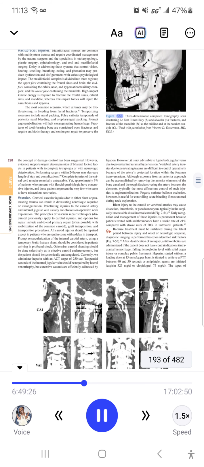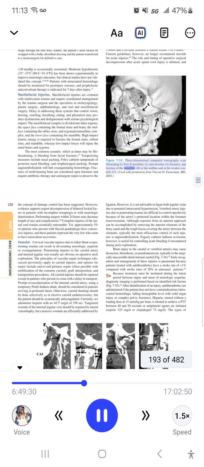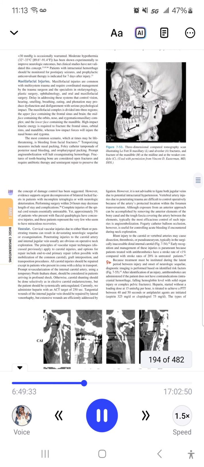Figure 75-3. 3-dimensional computed tomography scan illustrating the Le Fort II maxillary and alveolar fractures, and fracture of the mandible at the midline and at the weaker condyle. Used with permission from Vincent D. Eusterman, MD, DDS.